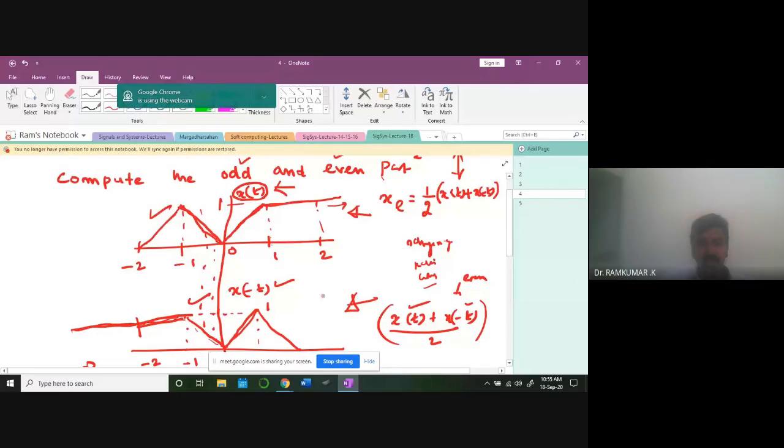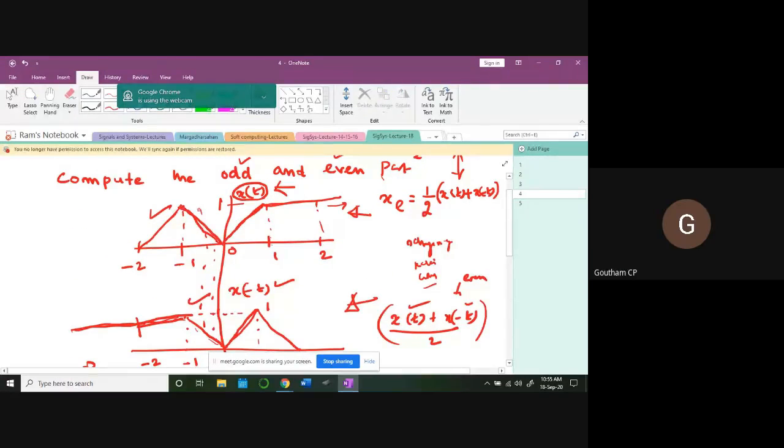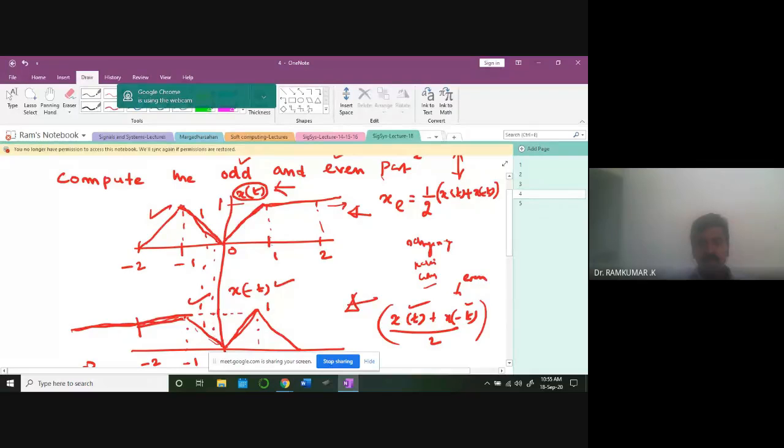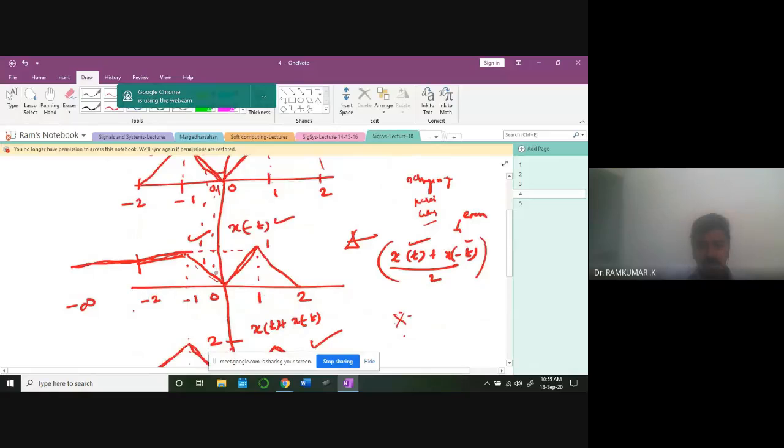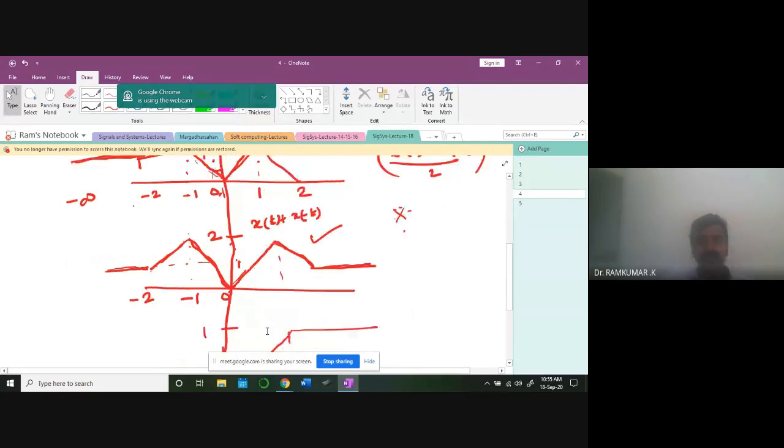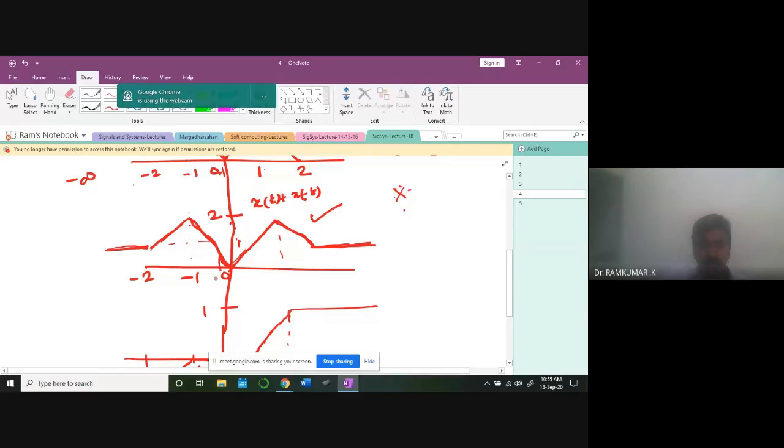Here it is initially 0 to 1, the slope. You are adding every point. For example, if this is 0.1 amplitude, and this is also 0.1, then when I add 0.1 with 0.1, it becomes 0.2. So for 0.1 on the time axis, I am going to get an amplitude of 0.2 in this curve. For 0.2 on the time axis, I am going to get 0.4. That's why the slope is 2.